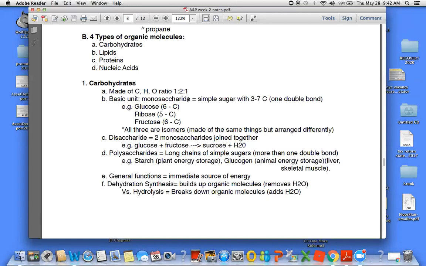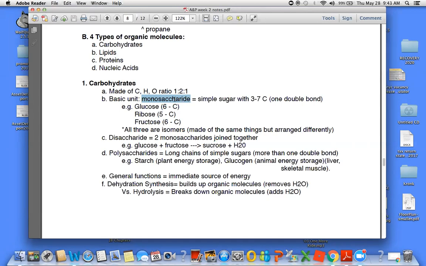Carbohydrates, if you take a look at your text, figure 2.15 and 2.16, you will see the carbohydrate is made up of generally a little ring. A simple sugar is a ring. And that ring in figure 2.16 is a monosaccharide. Monosaccharide is a simple sugar. And a simple sugar has 3 to 7 carbons in it, in a ring. Glucose forms a 6-carbon ring, ribose a 5-carbon ring. Fructose, which is fruit sugar, forms a 6-carbon ring.